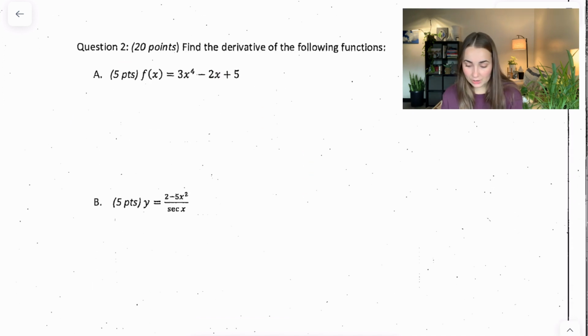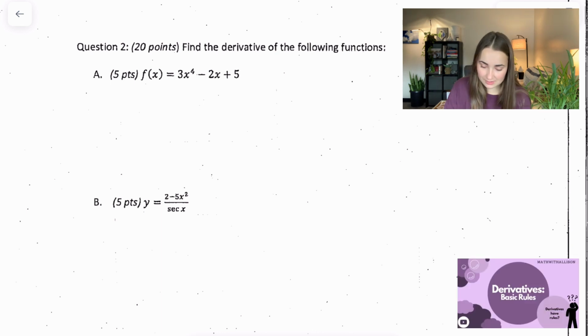Alrighty, number 2, we are asked to find the derivative of the following function. So let's just go through part by part. So part A, we want to find the derivative of f of x. So I'll write that out.